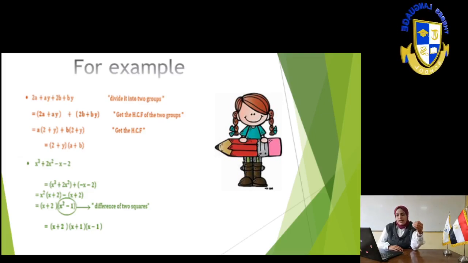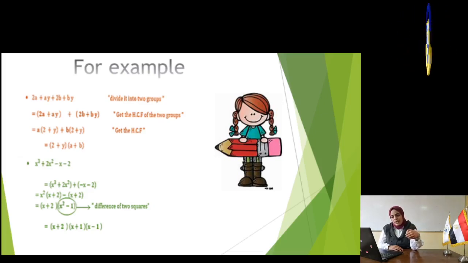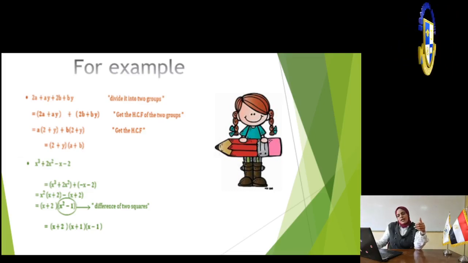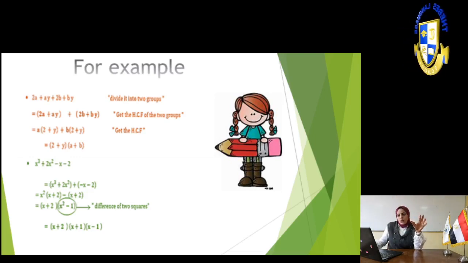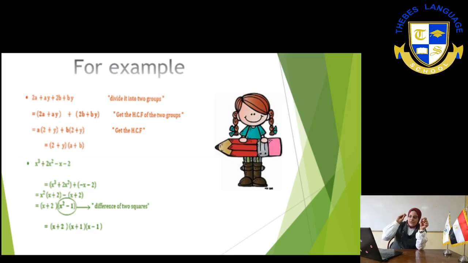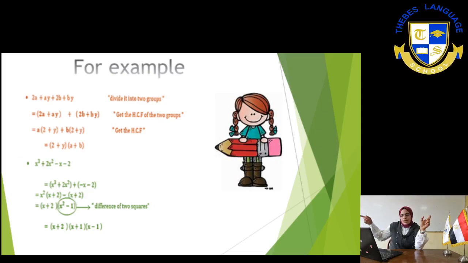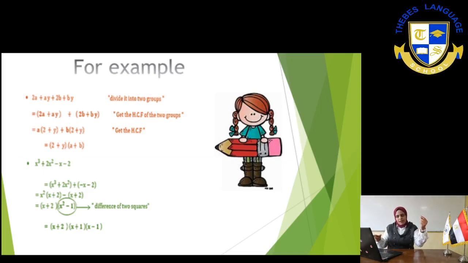Another example here, we have x to the power 3, plus 2x to the power 2, minus x minus 2. So we will divide the expression in two groups. The first group, x power 3 plus 2x power 2. It's not necessary to be the first and the second term, but I will choose the terms by taking the common factor. So we have x power 3, x power 2, the common factor here is x power 2. Negative x, negative 2, the common factor here is negative 1. So it will be x to the power 2, open bracket, x plus 2. Negative 1, it will be x plus 2.